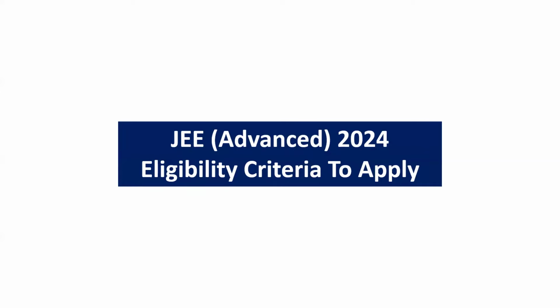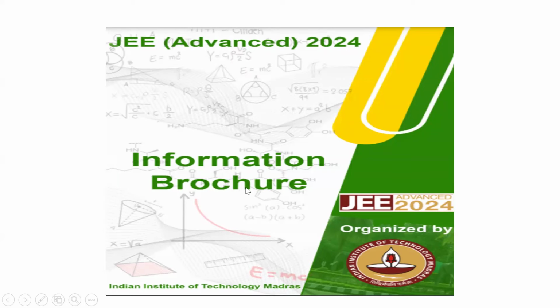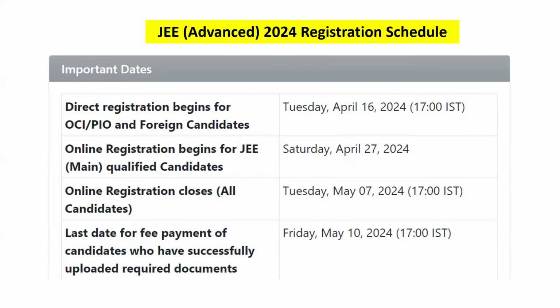For that, let us see the official website of the JEE Advanced 2024 registration portal. In this, you can see the information brochure is available. You should click on this one, download it and read carefully. This is the information brochure. In this, you can see all the information related to the JEE Advanced examination. Here you can see this is the registration schedule.